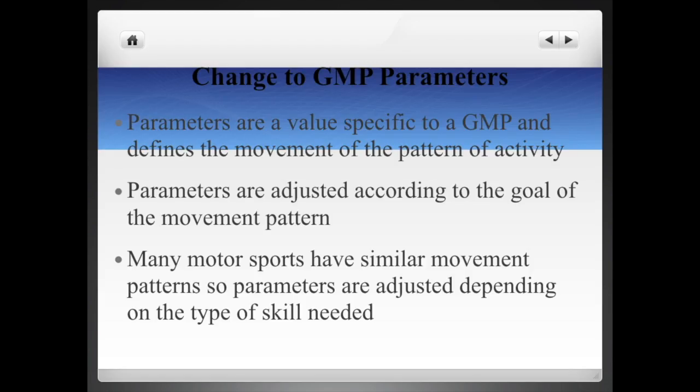Now let's give you a general overview of GMP parameters, and I'll give you a more detailed explanation on the next slide. Parameters are a value specific to a GMP and define the movement of the pattern of activity. Parameters are adjusted according to the goal of the movement pattern, and many motor skills have similar movement patterns, so parameters are adjusted depending on the type of skill needed.